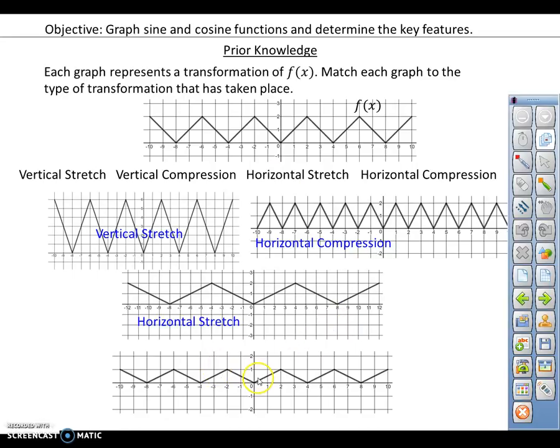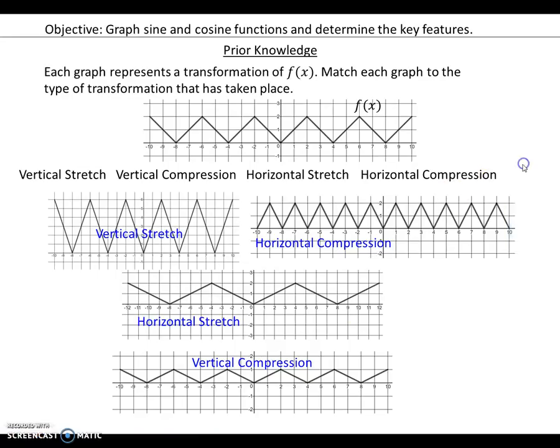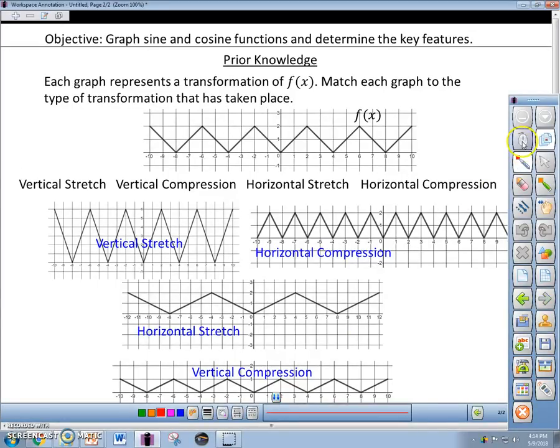And in this one, we notice the zeros again are exactly the same places, 4 and 8, but the maximum values of 2 are now at a maximum value of 1, which means we have a vertical compression. So these types of transformations take place in the graphs of sine and cosine functions.